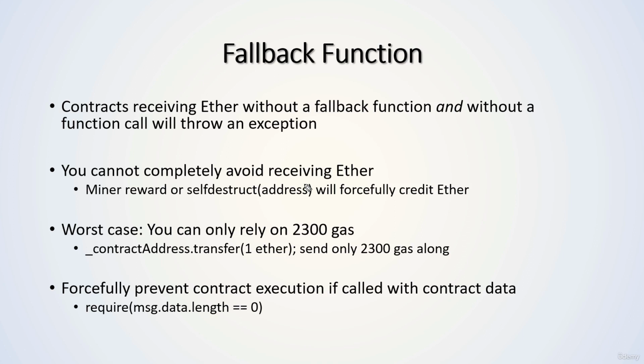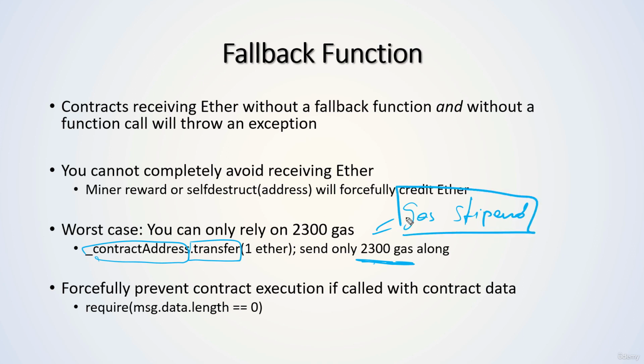Also, when you use the fallback function or the receive function, then you can only rely on 2300 gas. That happens if you send something to the contract with the transfer function. It doesn't matter if it's 1 ETH or less or more. Then this will only send 2300 gas along. This is called the gas stipend. That's the 2300 gas.